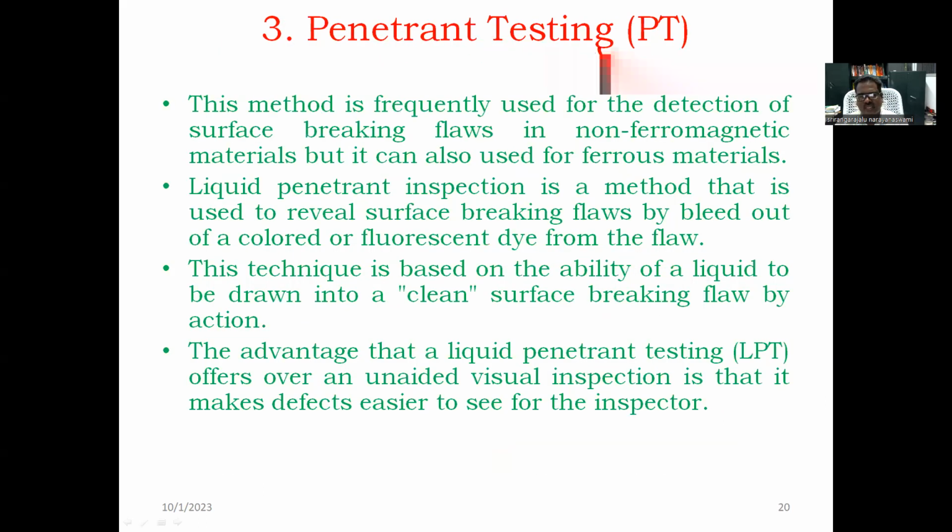The third one is the penetrant testing method. This method is frequently used for the detection of surface breaking flaws in non-ferromagnetic materials, but it can also be used for ferrous material. This is the penetrant testing method; both non-ferrous and ferrous metals, we are able to use it.